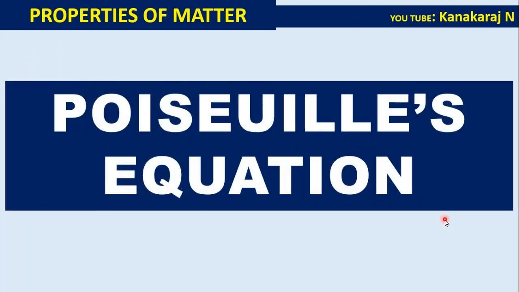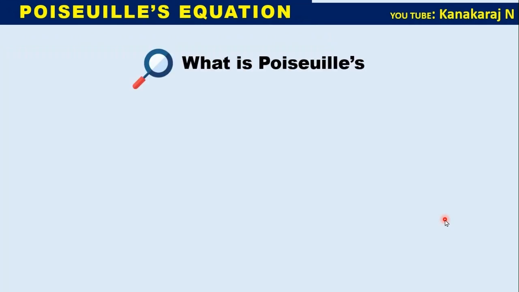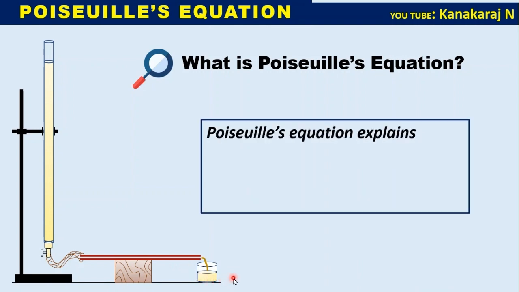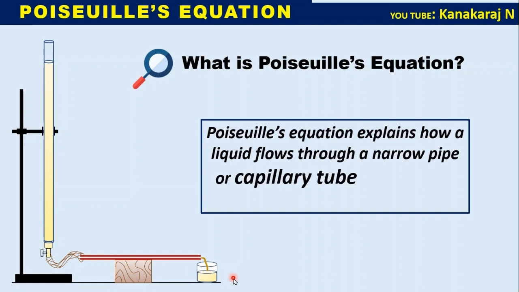Poiseuille's equation. What is Poiseuille's equation? Here you have a burette connected to a capillary tube. The burette is filled with a liquid, and this liquid flows through this capillary tube and is collected in the beaker. Poiseuille's equation explains how a liquid flows through a narrow pipe or capillary tube under steady, smooth conditions.